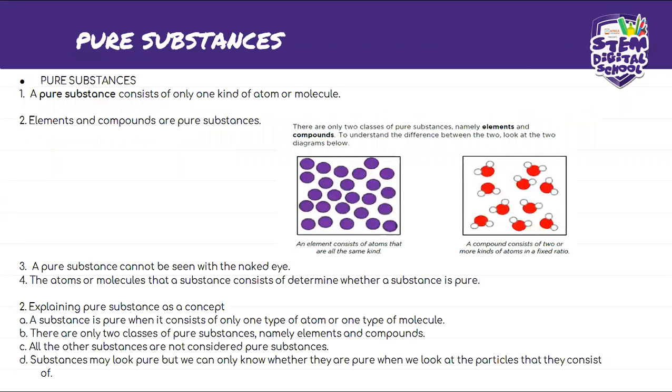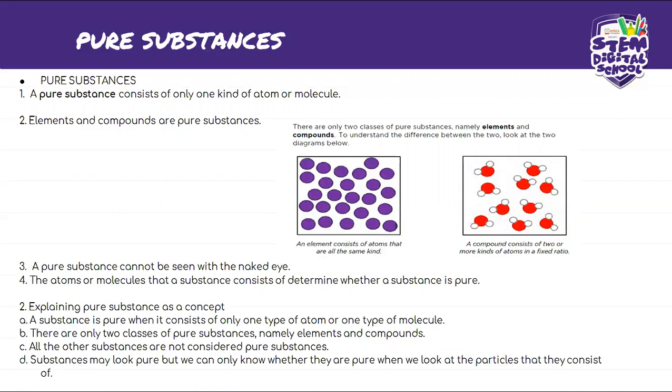All right. Now let's look at pure substances. A pure substance consists of only one kind of atom or molecule. Elements and compounds are what? Pure substances. So if you are asked to explain a pure substance and give two examples, then what are you going to do? Then you just say a pure substance consists of only one kind of atom, or you can say one type of atom. An example, we have got elements, compounds.